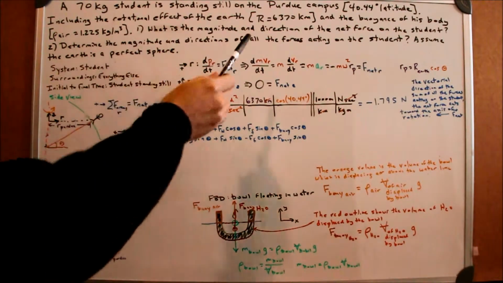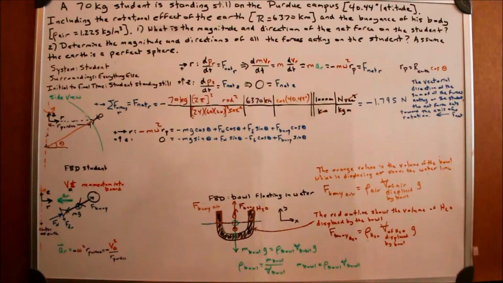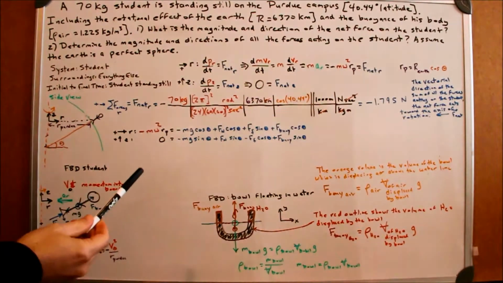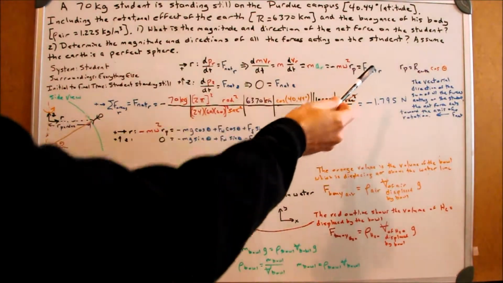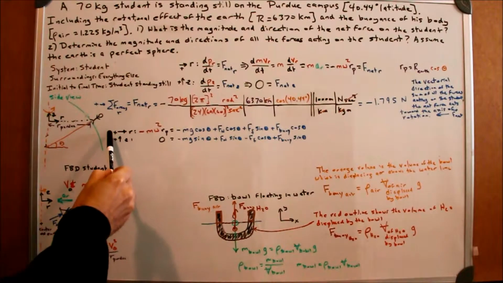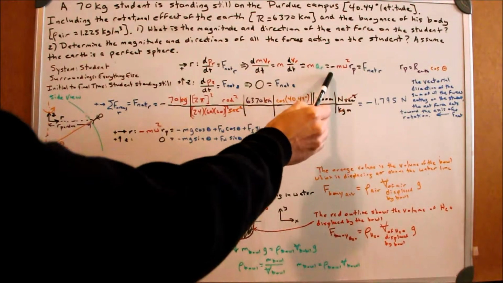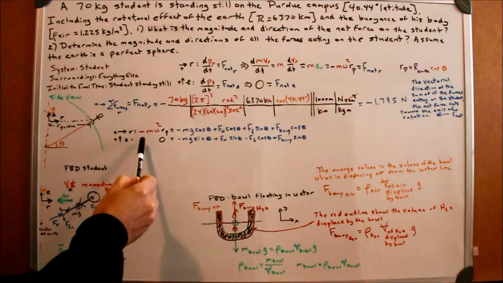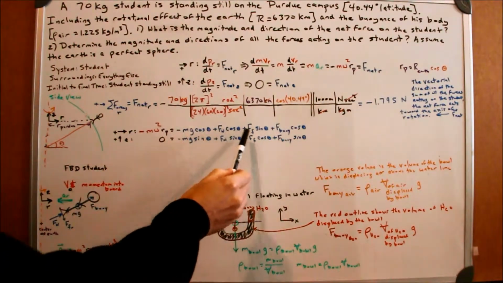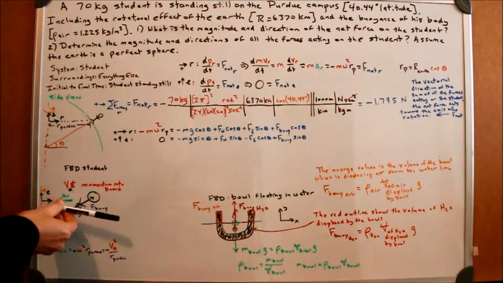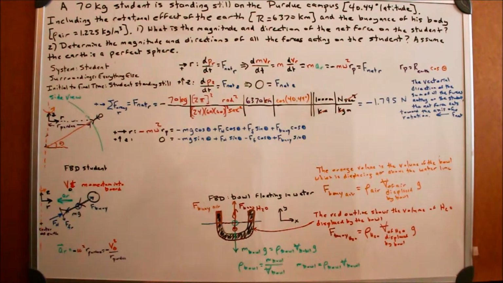Now, the next part of the problem asks for the magnitude and direction of all the forces acting on the student. So we'll rewrite this again, but this time I'm going to worry about all the forces rather than the net force. Because of this r direction, I know this is this term right here, rewritten. Now I'm going to look at my free body diagram, at every force I had on there, and look at the vectorial component in the r direction.